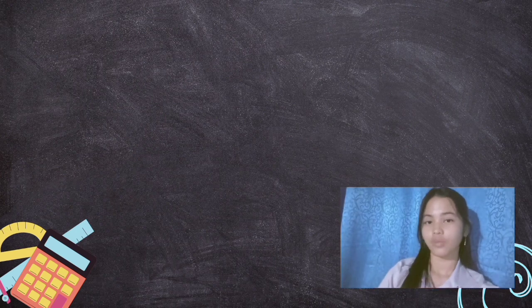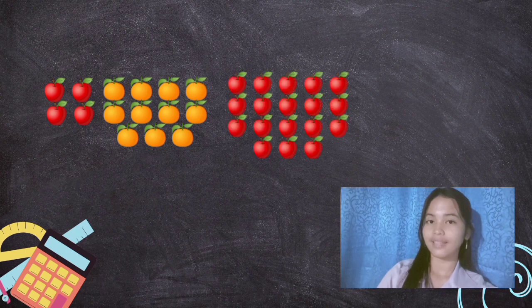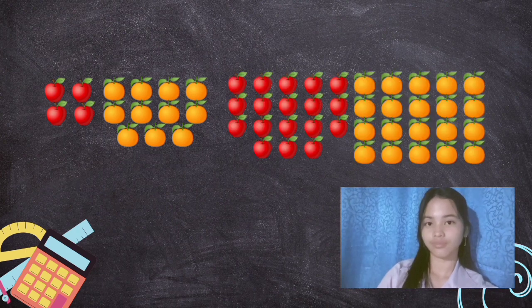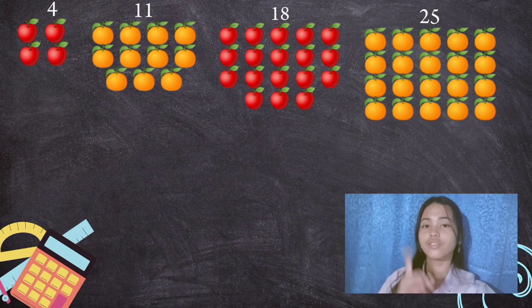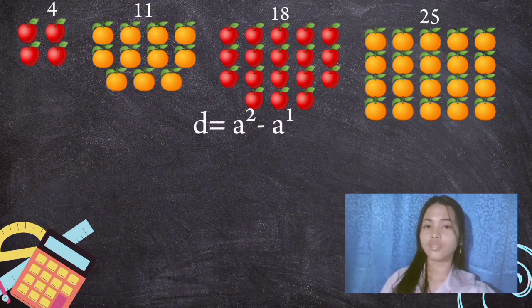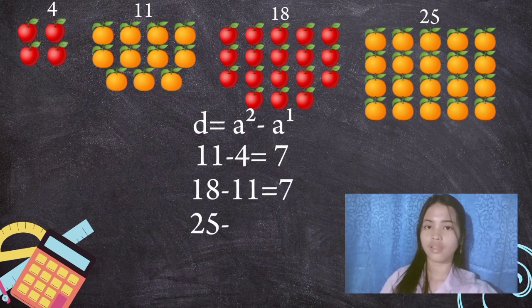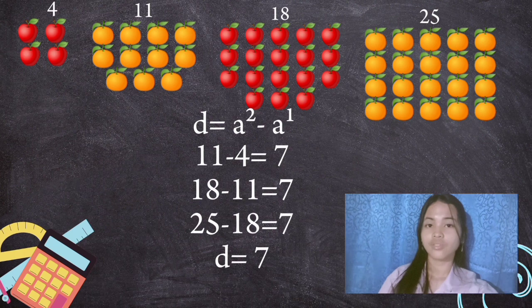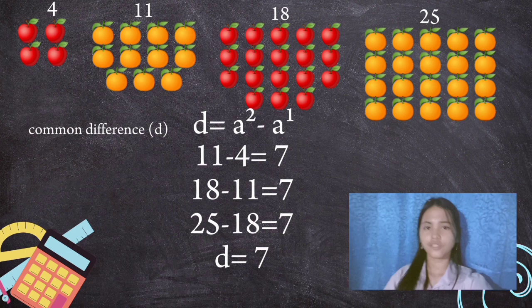Take a look at the example. We have 4 apples, 11 oranges, 18 apples, and 25 oranges. To get the fixed number, we can subtract the preceding term from the following term. The fixed number is also known as the common difference. 11 minus 4 is 7. 18 minus 11 is 7. 25 minus 18 is 7. The common difference is denoted by the letter d.